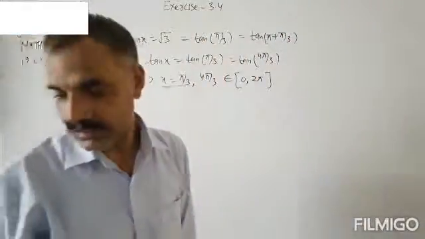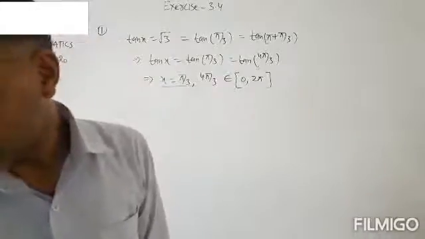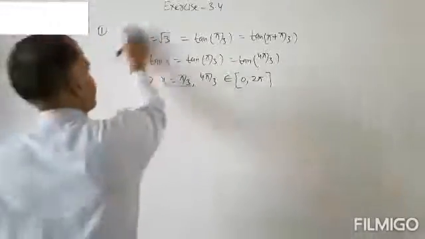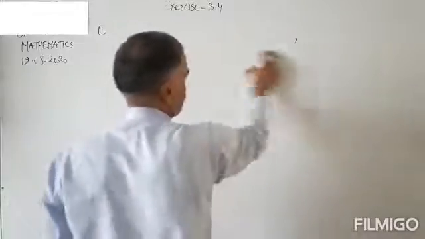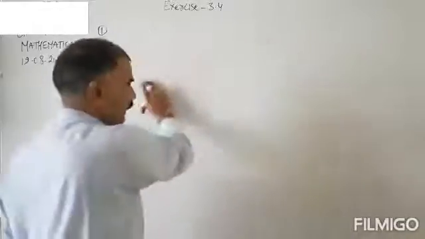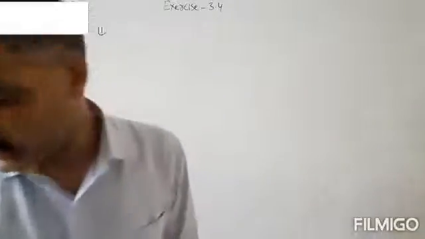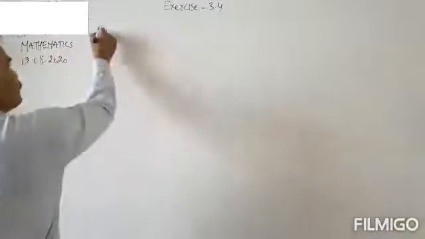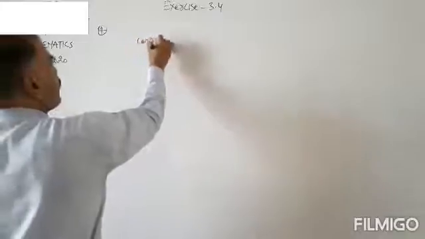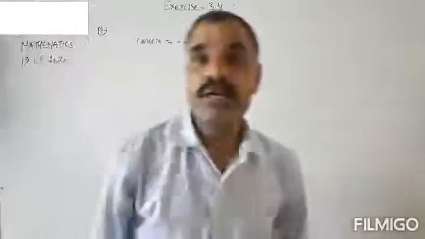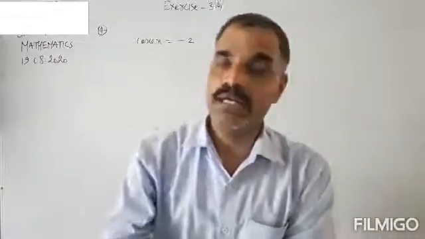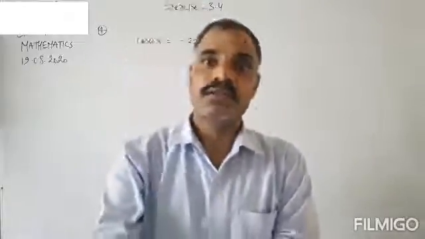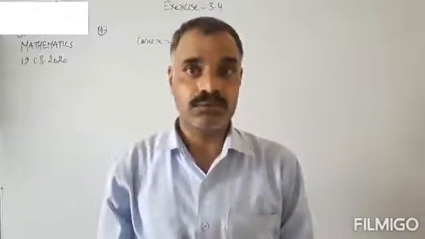Now let us take another question, that is question number 4 of the same exercise. Question number 4 is cosec x is equal to minus 2. We have to find the particular solution of this trigonometric equation. Then how to find the particular solution?